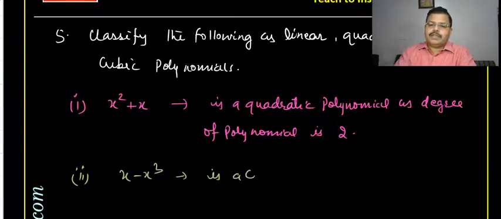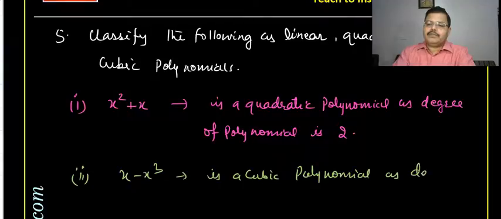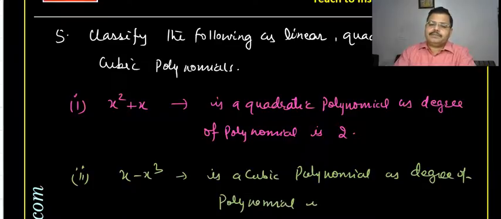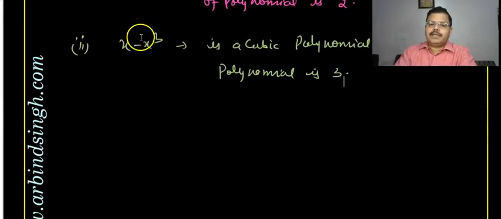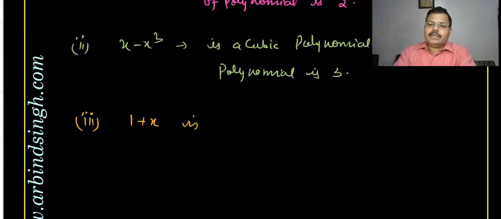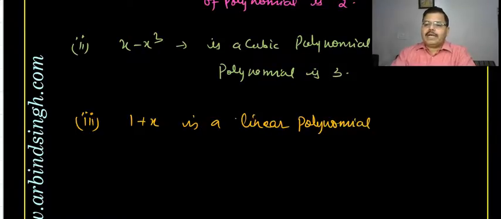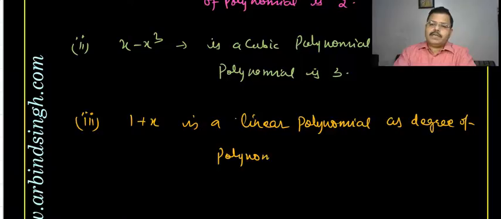Now the next question that was given here is x minus x cube, which is a cubic polynomial as the degree of the polynomial is 3, right? Because the highest power is 3. Similarly, the third question was 1 plus x, which is a linear polynomial. Why? As the degree of the polynomial is 1. So that is why it is called a linear polynomial.